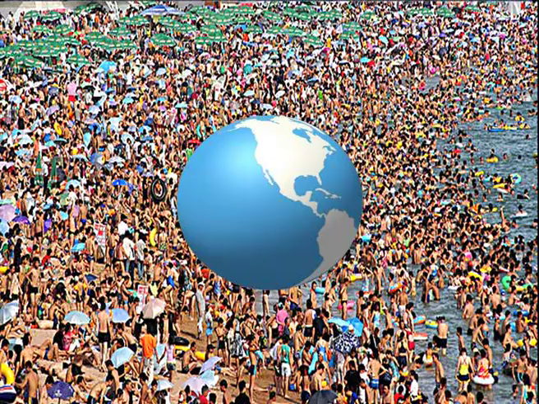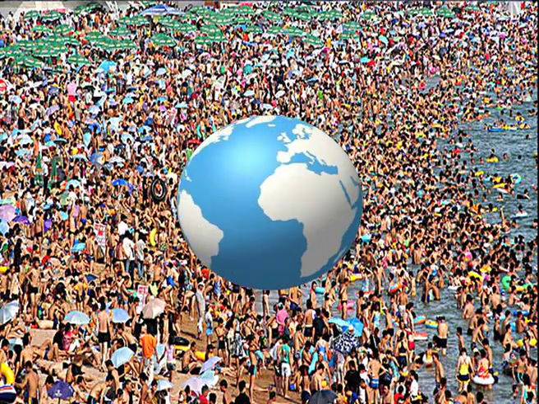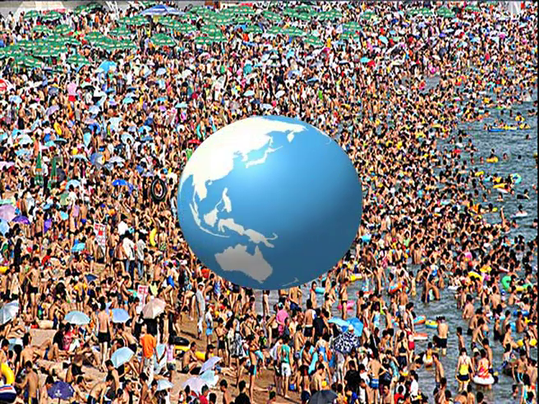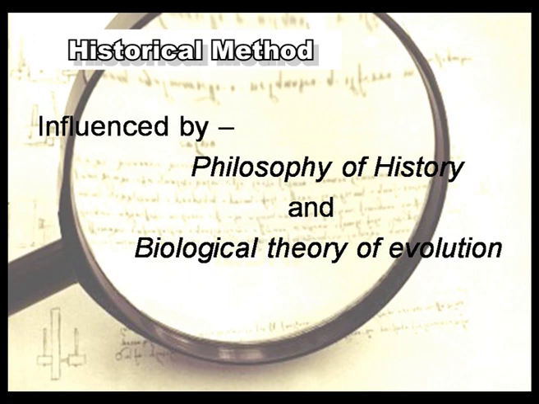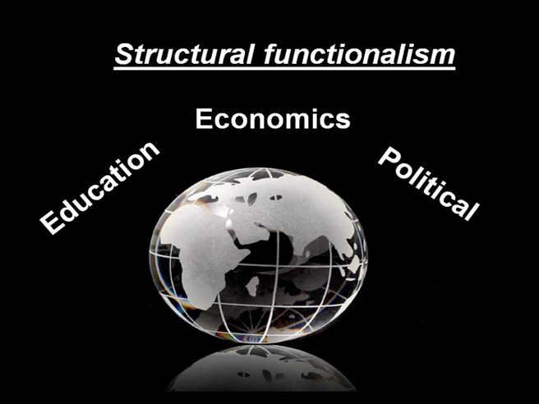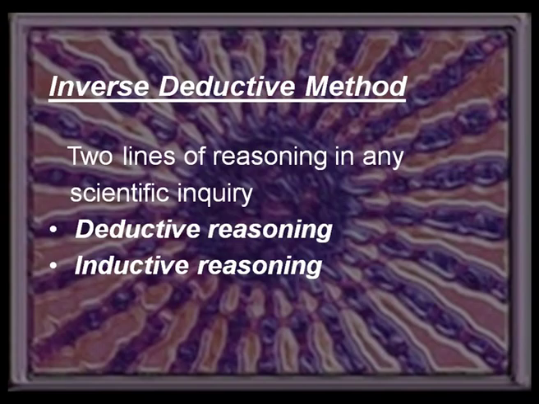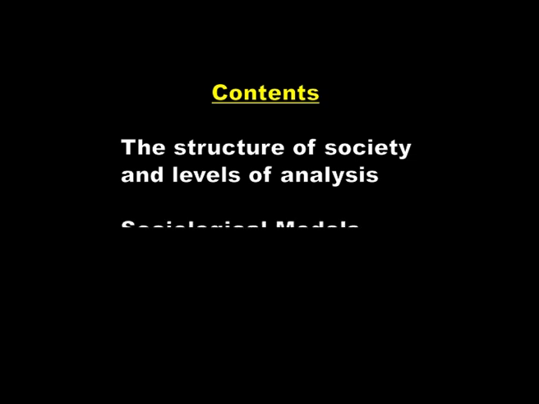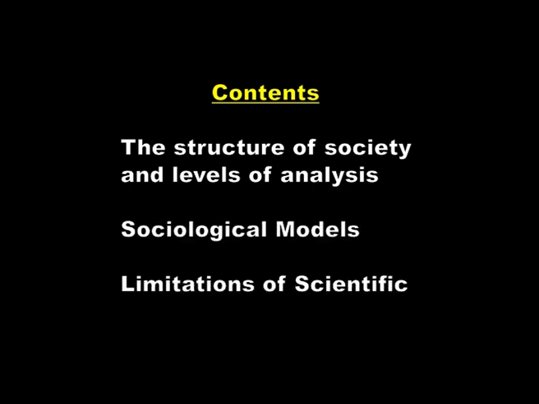In the last class, we have been discussing the methods and approaches adopted in sociology. The methods we have seen are historical method, comparative method, functionalism, formal sociology, structuralism, inverse deductive method, the experimental method, the observation method, the social survey method, the case study method. The content of today's class are structure of society and levels of analysis and also sociological models and finally, the limitations of scientific methods.